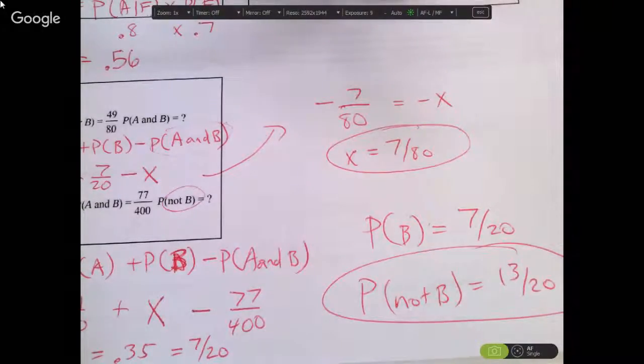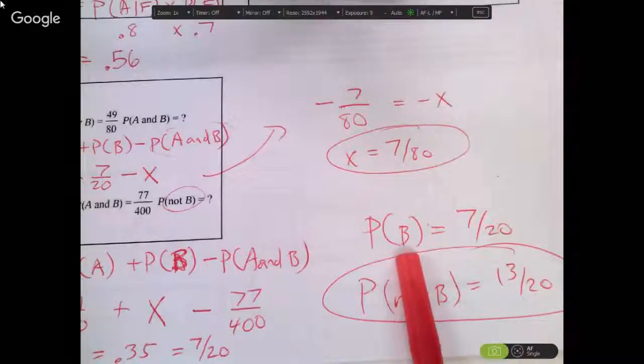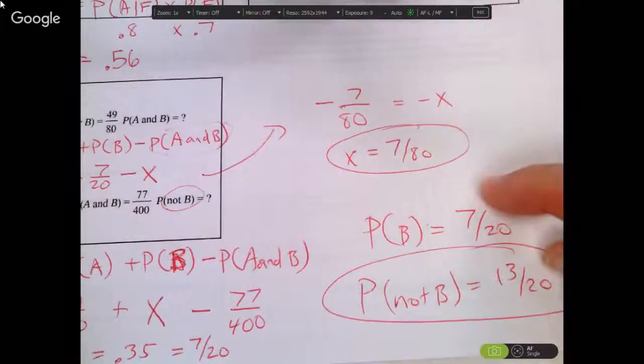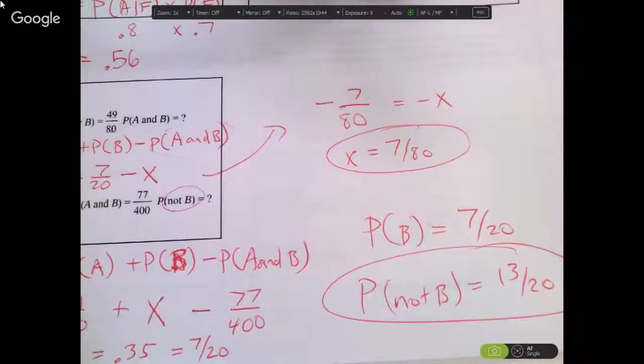Complement. Anyone know what complement means? When you say something nice about somebody. No. The complement is not. So if I ask you, what's the complement of B? The complement of B is not B. So complement means not that. Why is it called complement? Because together they equal what? 1. So complement means the other thing that would add up to make it 1.